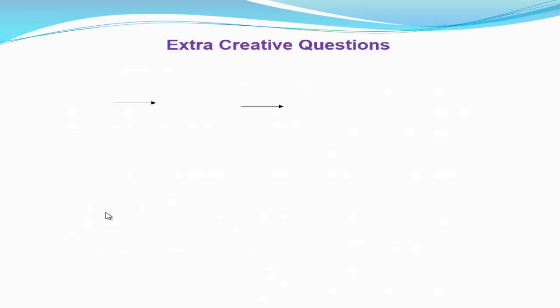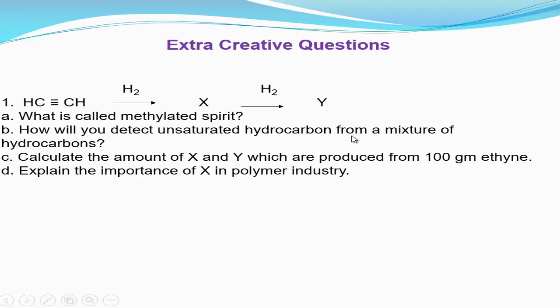Also I have shown here some extra creative questions. For example, ethyne when combines with hydrogen produces ethene, that is X, and when again combined with hydrogen produces Y, that is ethane. That means the number of carbon will be same in these two products.